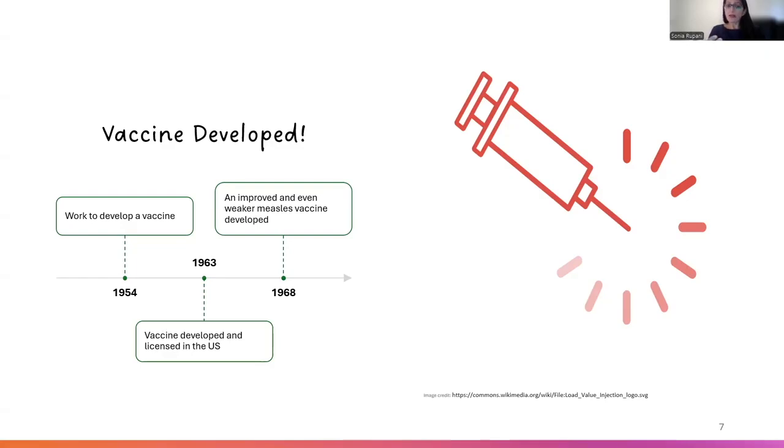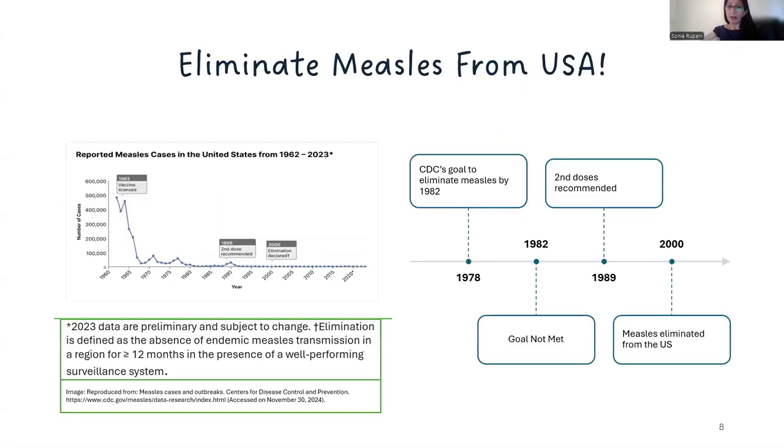So all these doctors and all these people were coming together to come up with a vaccine to help prevent this very serious disease. So 10 years from the time that the vaccine was made, CDC came up and said, now that we have a vaccine that can prevent this very contagious and very serious condition, we need to set a goal. So they set a goal saying that we need to eliminate measles by 1982.